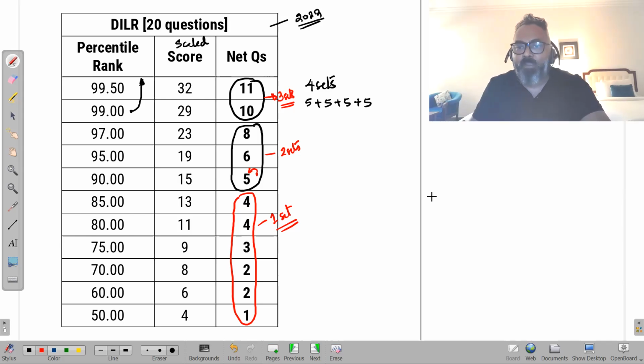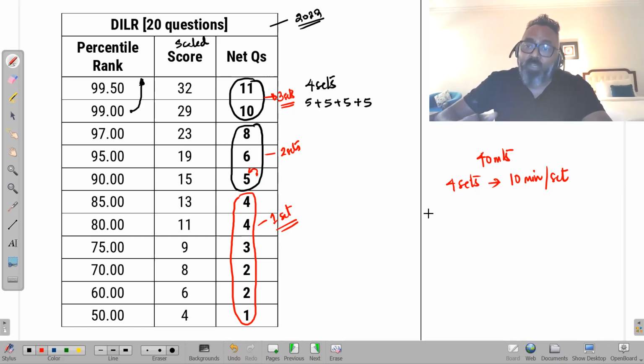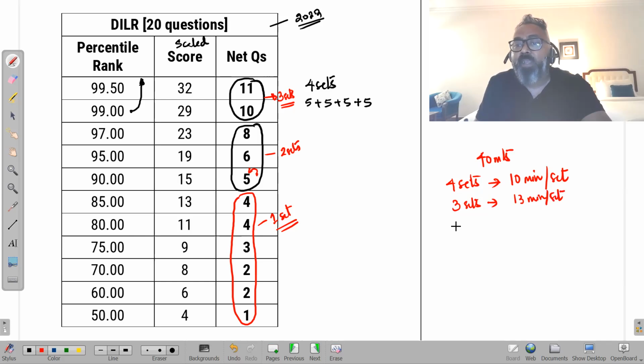Solving 1 more set changes the game completely. You've got 40 minutes. If you can solve all the 4 sets in the 40 minutes, you are spending close to 10 minutes per set. Possible, manageable, I think, for some of you, but you'll obviously have to navigate all the difficult sets as well. With 3 sets, you're probably spending about 13 minutes per set. If you're doing 2 sets, you're spending 20 minutes per set. And if you're doing 1 set, you're spending 40 minutes for that 1 set.